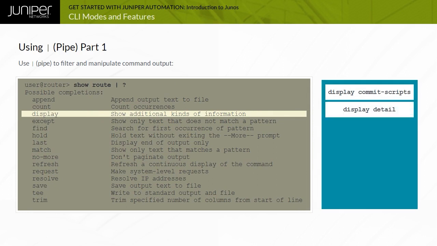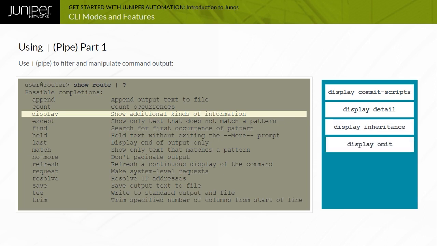The display detail option is available in configuration mode and displays additional information about the contents of the configuration. The display inheritance option is available in configuration mode and displays inherited configuration data and the source configuration group. The display omit option omits configuration statements containing the omit option. The display set option displays the Junos OS set commands that created the configuration statements.